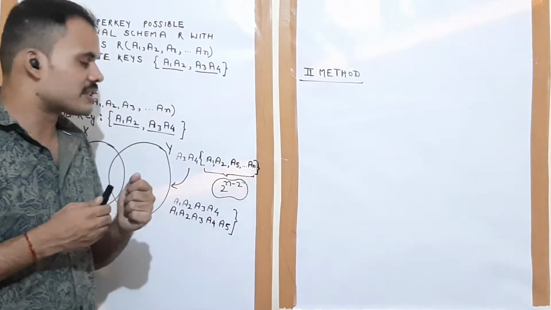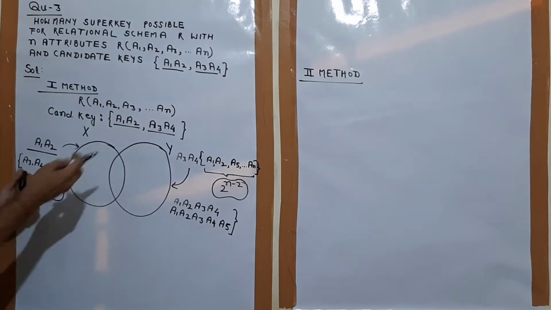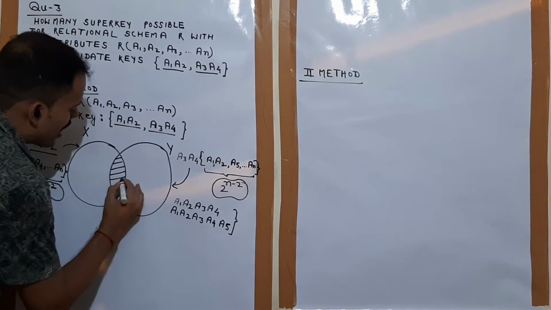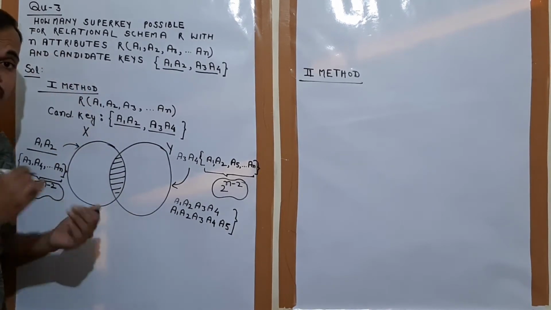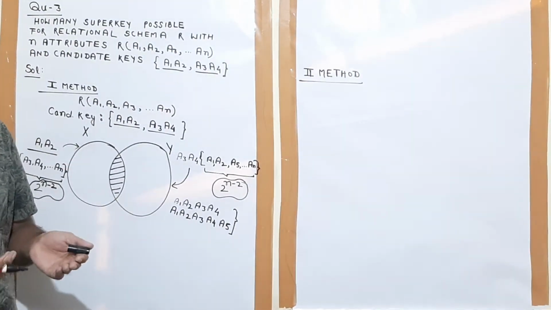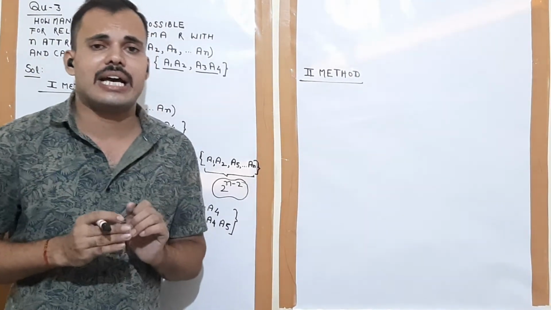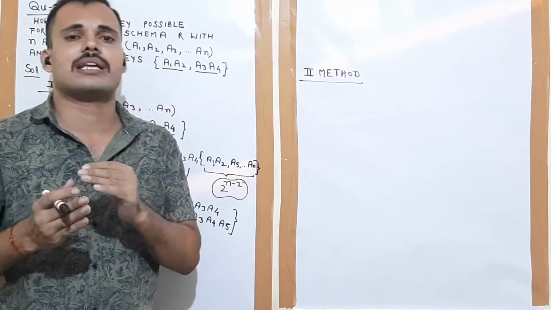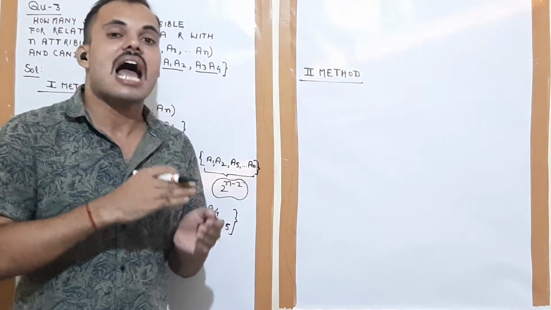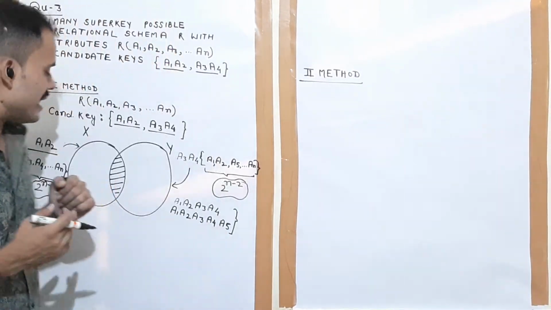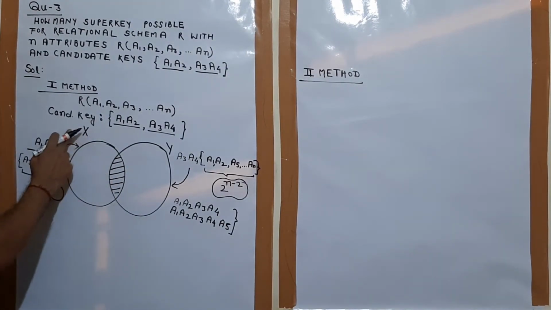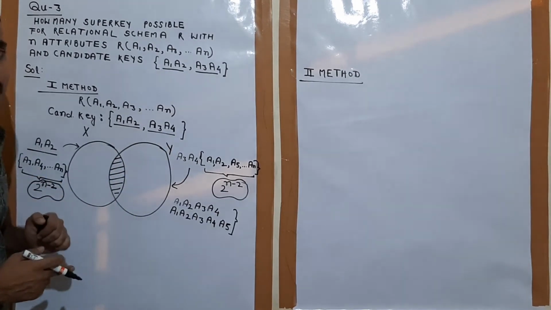So how will we do this? See, this common region indicates the super keys which belong to both set X and set Y, and now we have to count how many common super keys there are, meaning the super keys which belong to the set X as well as to the set Y.